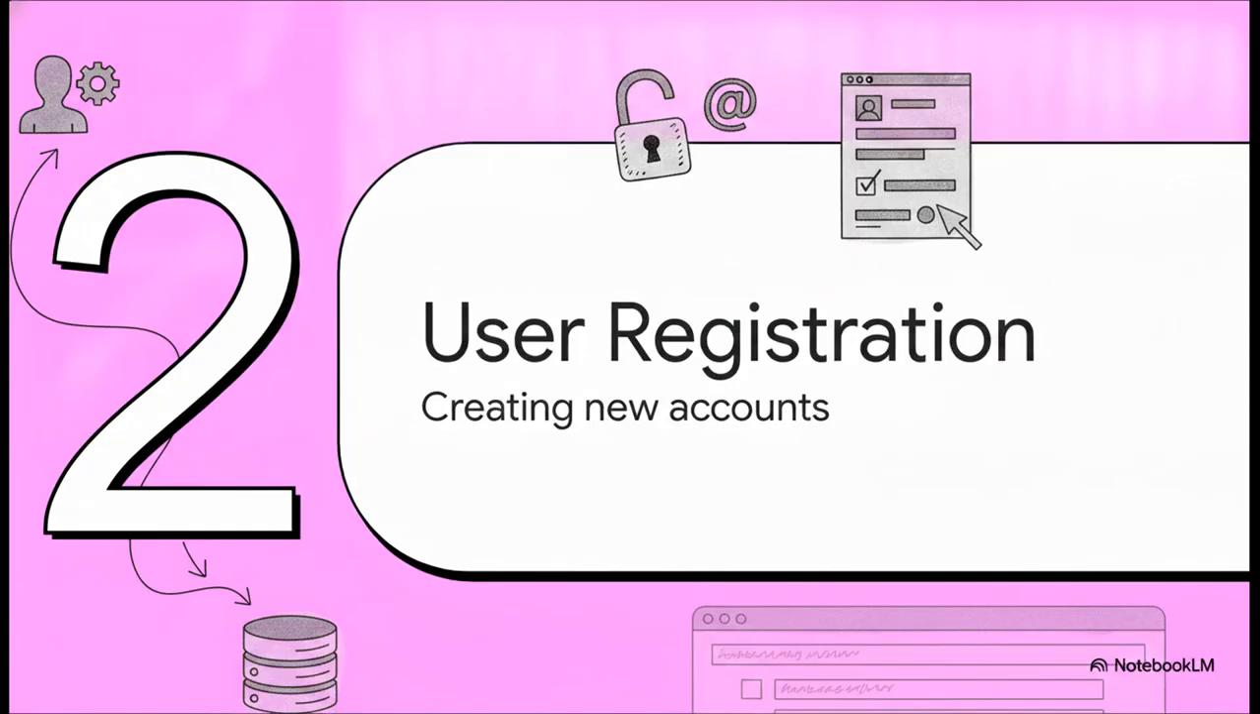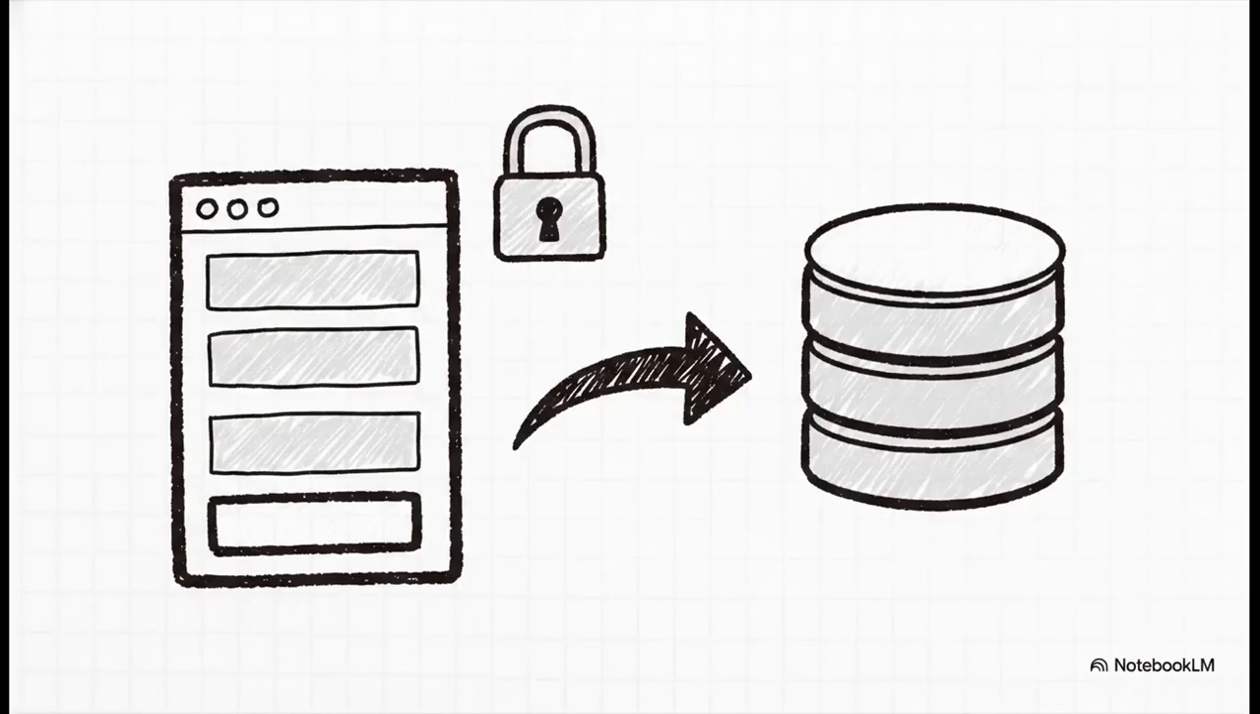Moving on to Section 2, Building User Registration. It's time to create some new accounts. Okay, let's dive into the logic. When we build the registration view, we absolutely don't need to start from zero. Django has this fantastic built-in tool called UserCreationForm. What it does is securely grab the user's input from the browser and save it directly into our database as a brand new user account.